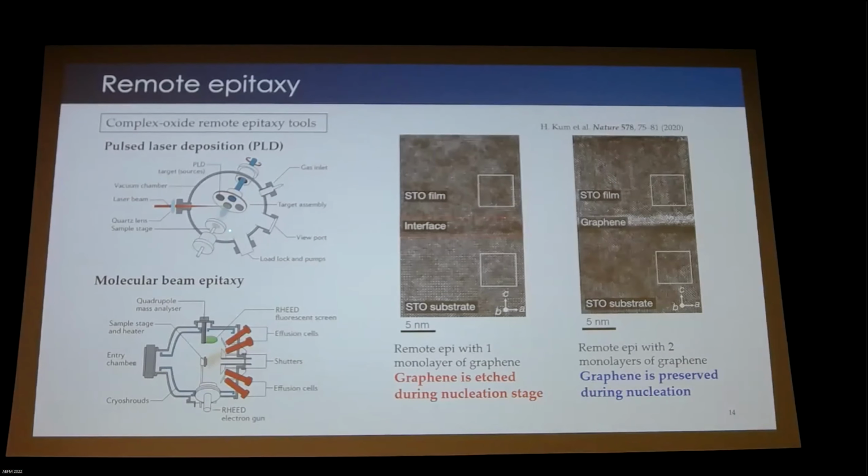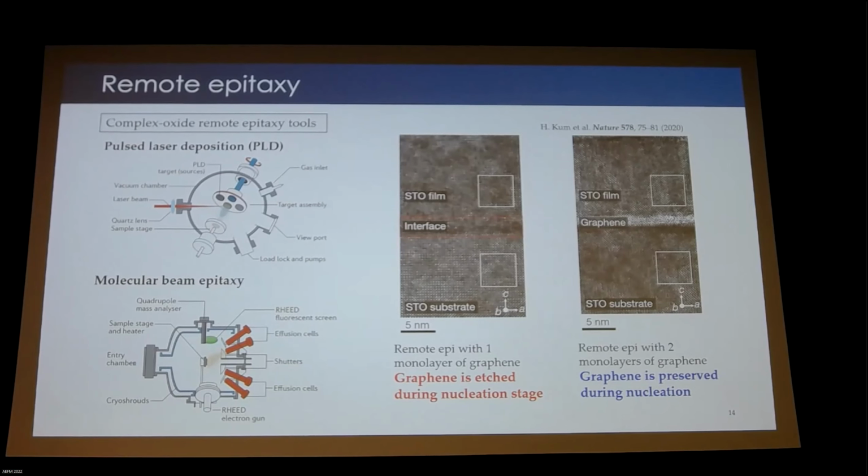That's probably because for pulse laser deposition, you actually ablate a target, which creates a very high intensity plasma, which etches away the graphene. So a quick solution to that was to transfer 2 layers of graphene. So the plasma would etch away the first layer of graphene, and the second layer on the bottom would survive. And once you have a very thin nucleation, then the plasma won't damage the graphene underneath. So that was the first iteration.